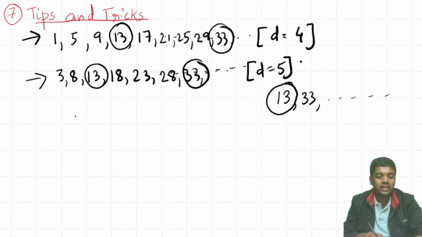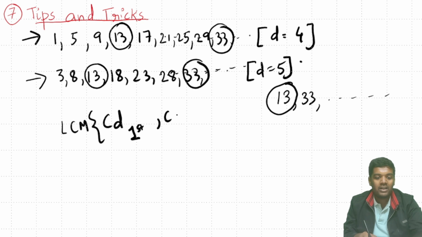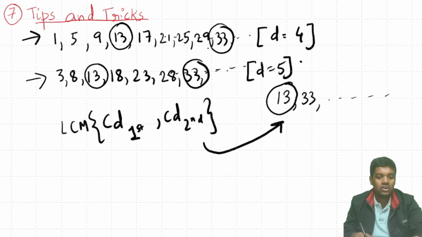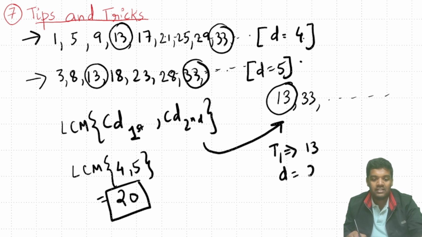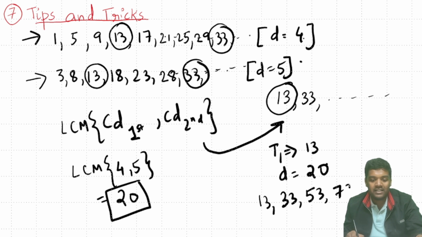So the trick is that the LCM of the common difference of the first series and the common difference of the second series will be the common difference of the common terms series. The common differences are 4 and 5 for the two series. The LCM of 4 and 5 is nothing but 20. So 20 is the common difference of the common terms series. If the first term is 13 and the common difference is 20, we get the common terms series, which is 13, 33, add 20 to get 53, add 20 to get 73. Continuing like this, you get the series of common terms.